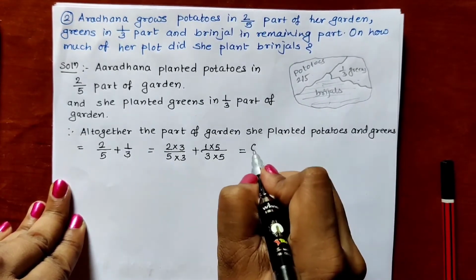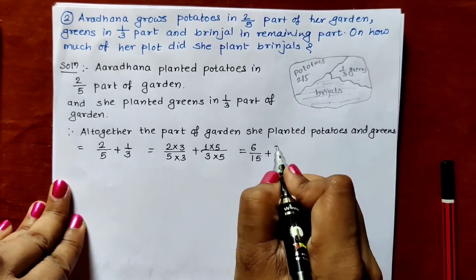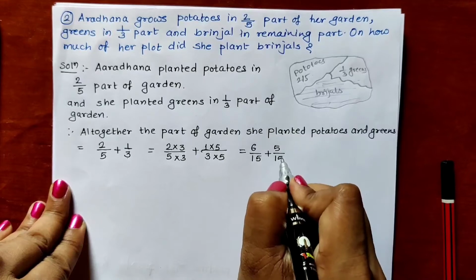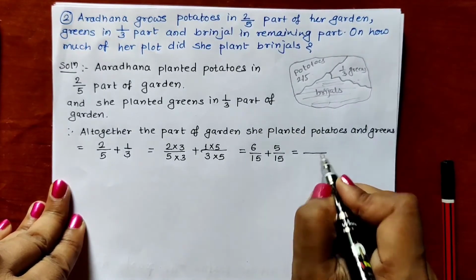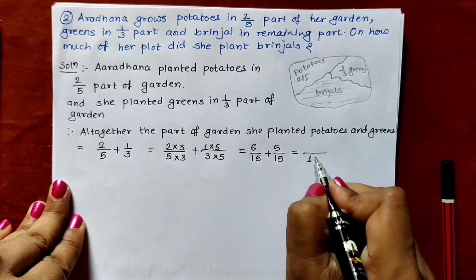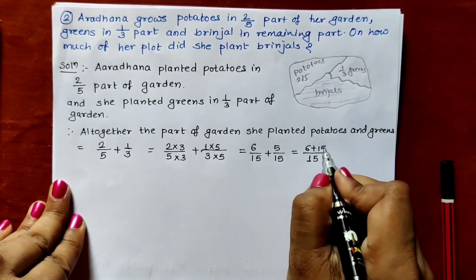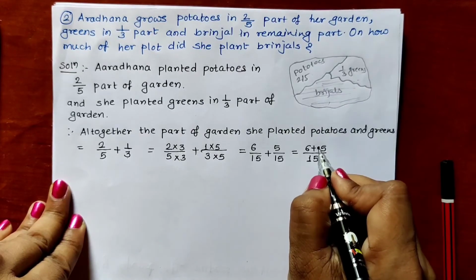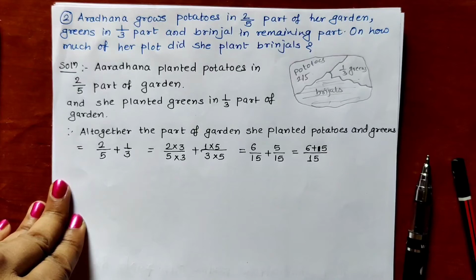2 3s are 6, 5 3s are 15, 1 5s are 5, 3 5s are 15 is equal to, what we should write? Common denominator one time, and in numerator we will have to add the numbers. 6 plus 5, not 15, 6 plus 5. Okay, let me make the correction properly.